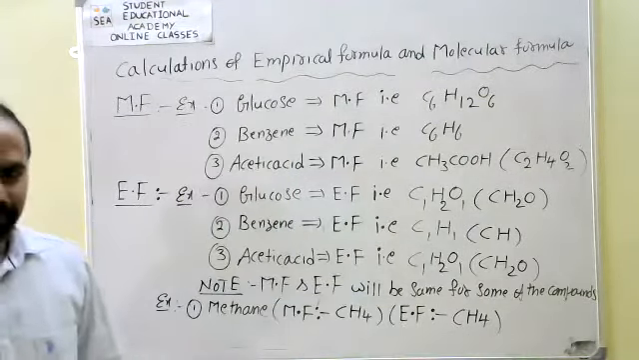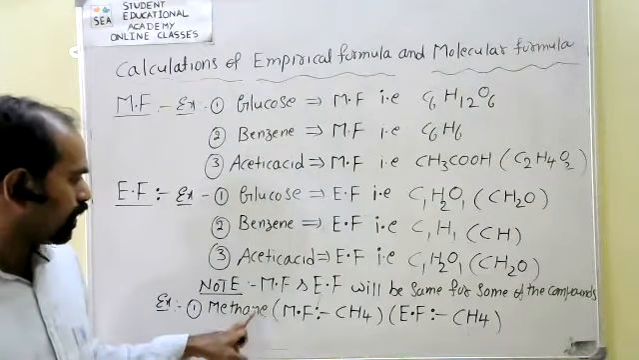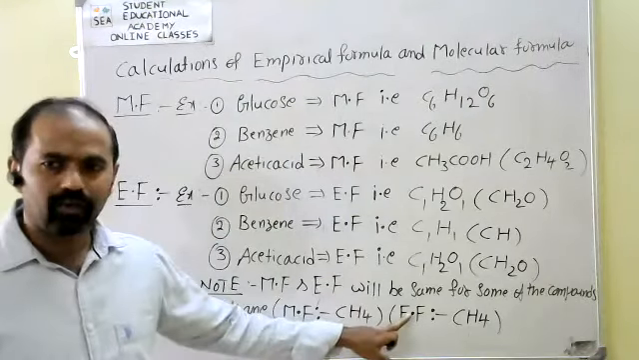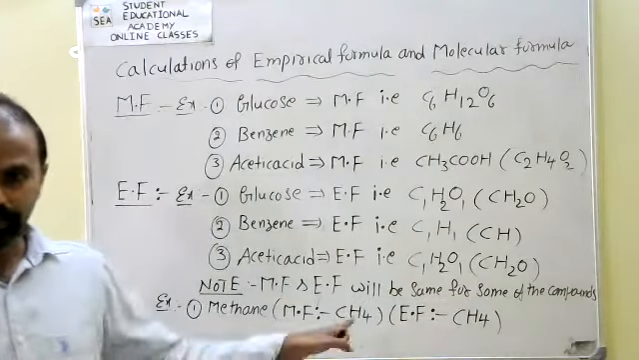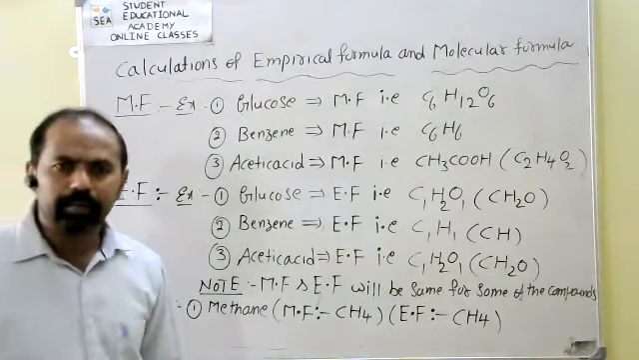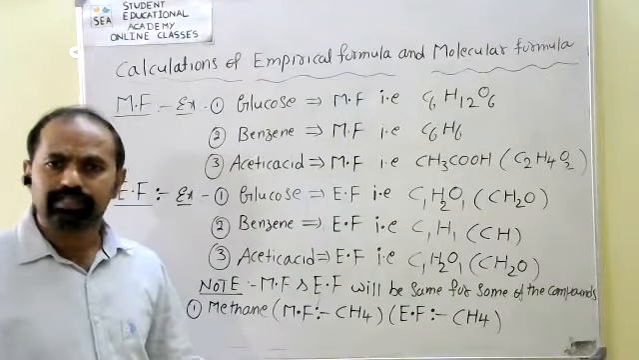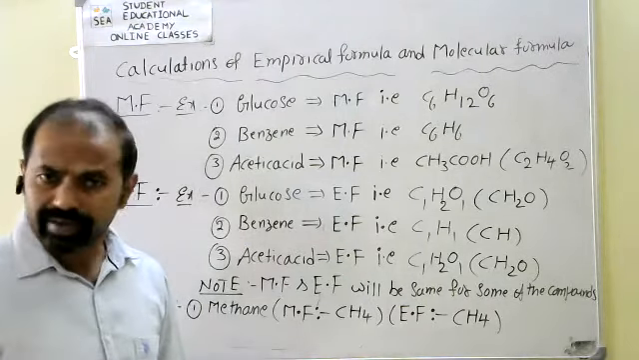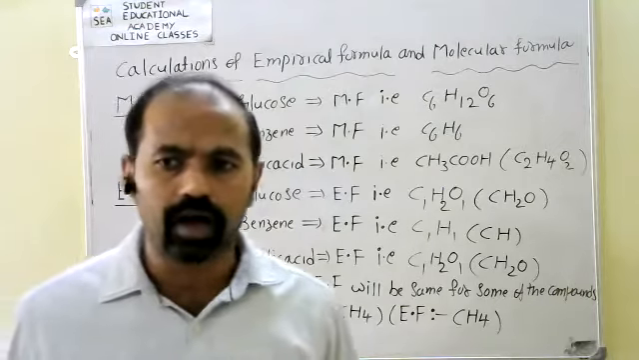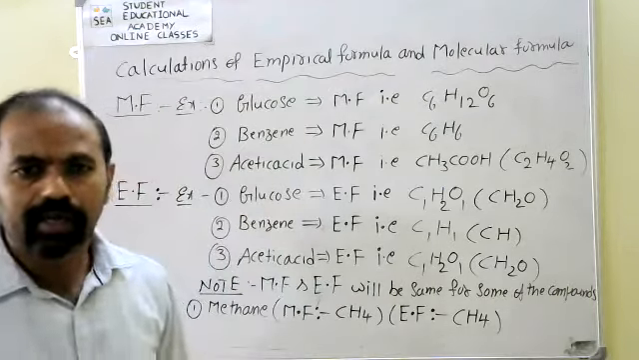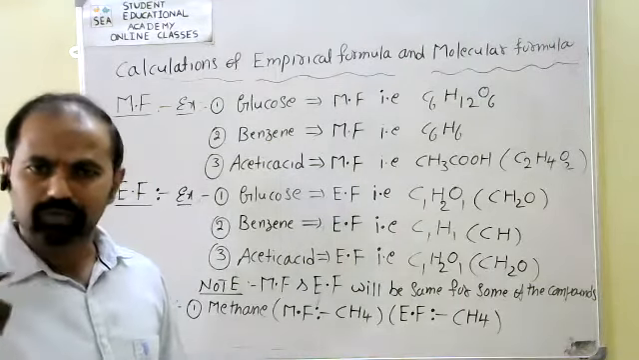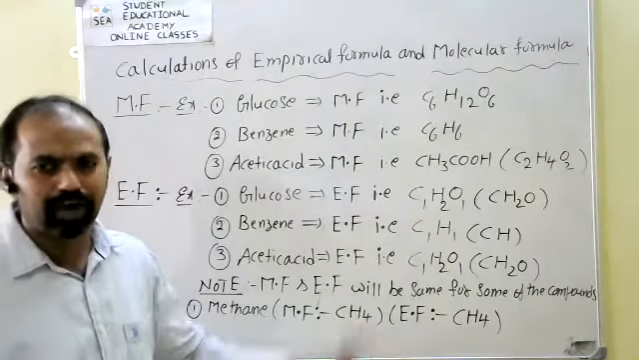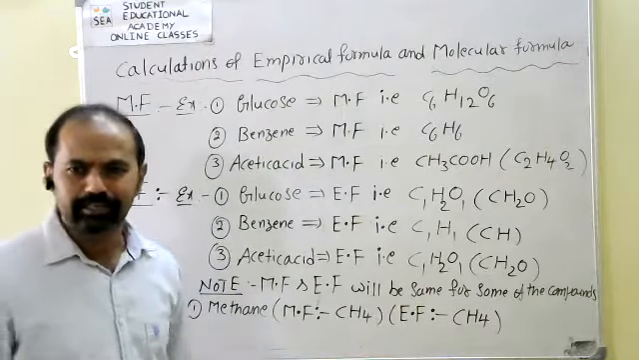See this, molecular formula and empirical formula will be the same for some of the compounds. For example, methane. Methane molecular formula is CH4 as well as empirical formula also CH4, because the simplest ratio is also 1 is to 4 only. So we get the same formula, CH4 and CH4.